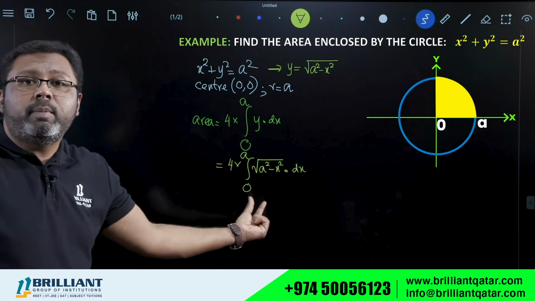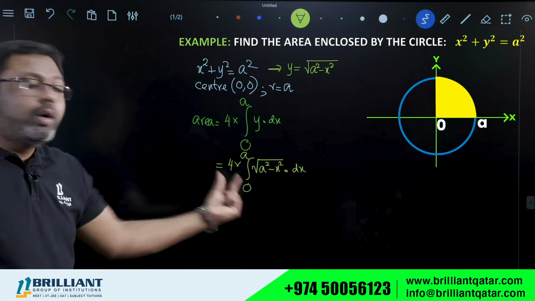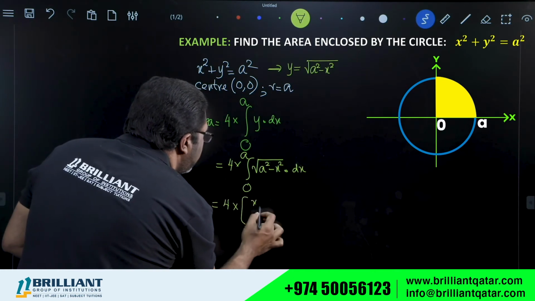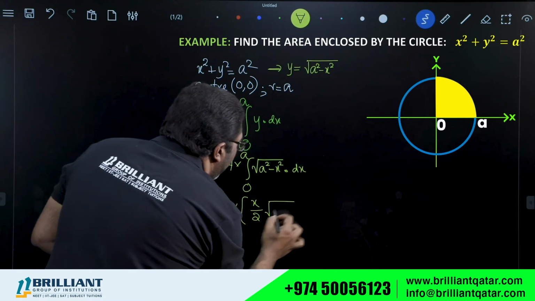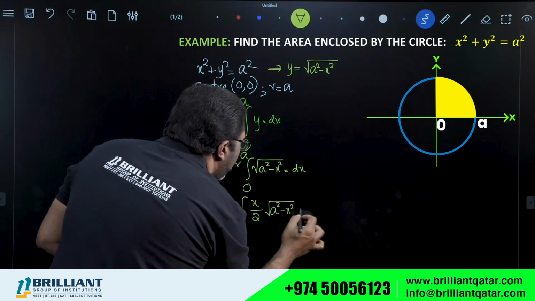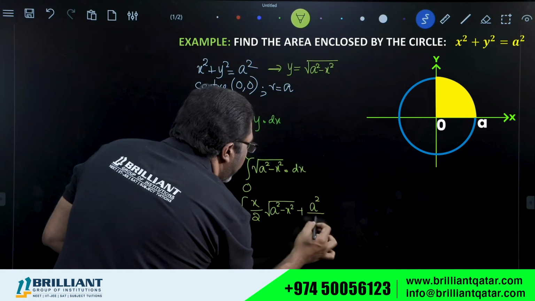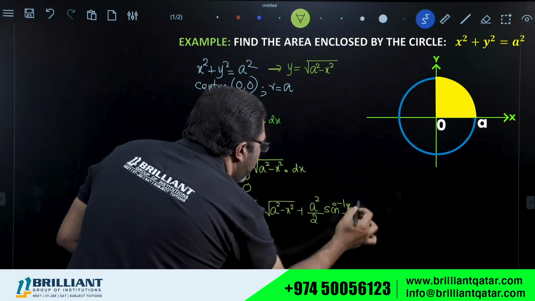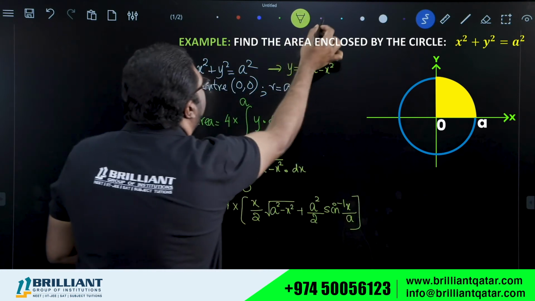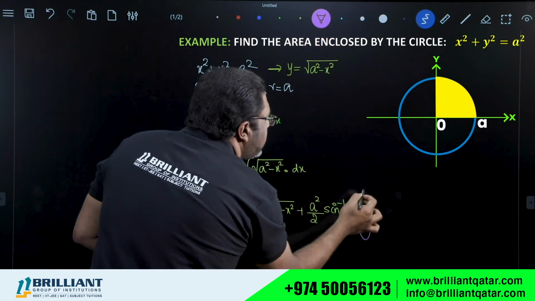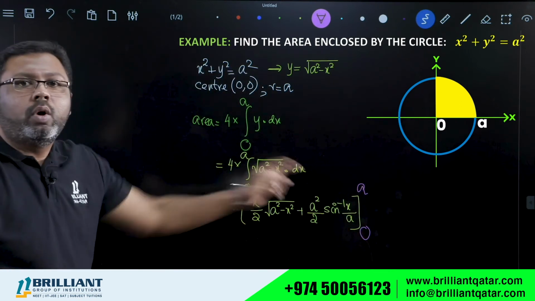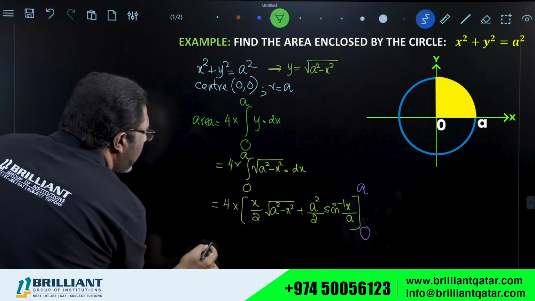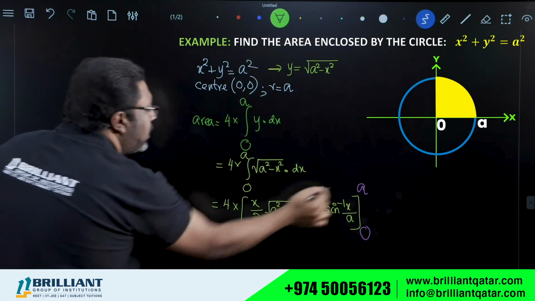Now this is a formula from integration. The integral 0 to a of the root of a squared minus x squared is equal to 4 times x by 2 root of a squared minus x squared plus a squared by 2 sine inverse x by a, and the limits are from 0 up to a. Now integrate it, my dear students. That is going to be 4 times. Substitute the value of a.